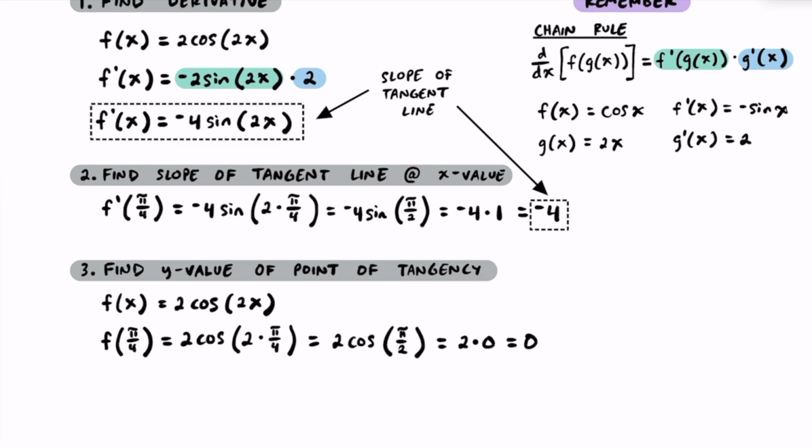And so we can see here that we knew that x was pi over 4, and we know the y is going to be 0. So the point of tangency we just found is going to be pi over 4, comma 0. This right here is where the tangent line is going to hit that original function f of x is equal to 2 times cosine of 2x.